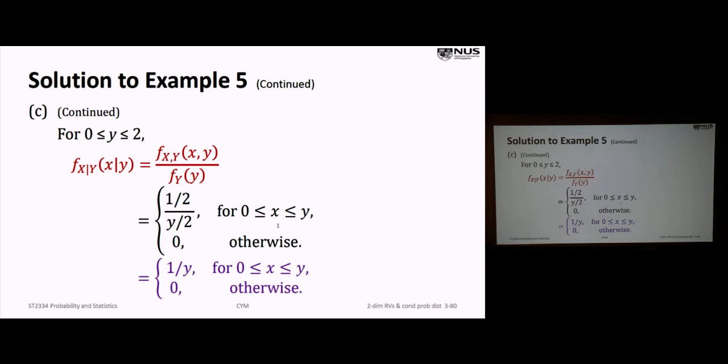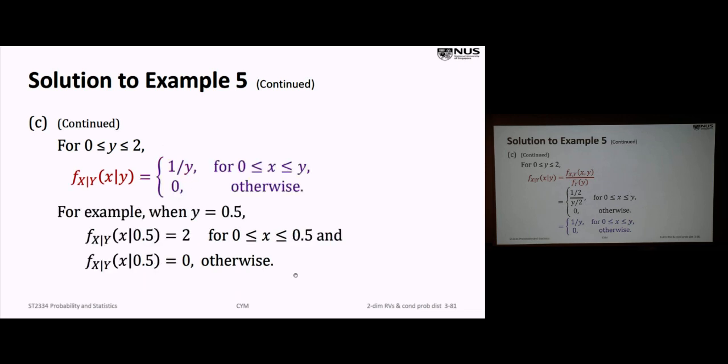And remember again that x is at least 0, but it must be less than or equal to y. It's very critical, you get that straight from the definition of the ranges. It's very important, otherwise you're going to get some funny behavior, okay? So this thing at the end is 1 over y in this range. So basically if y is 0.5, the conditional PDF of x given y is 2 if x is in this region and 0 otherwise, okay?